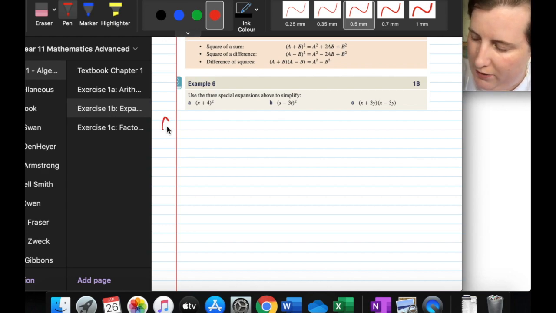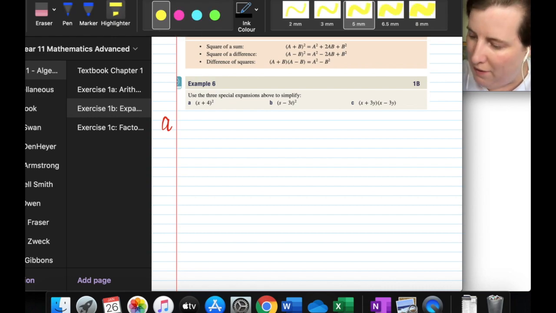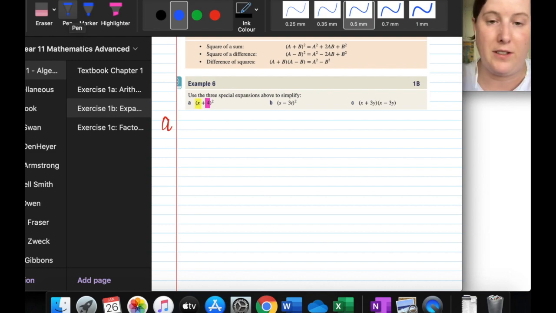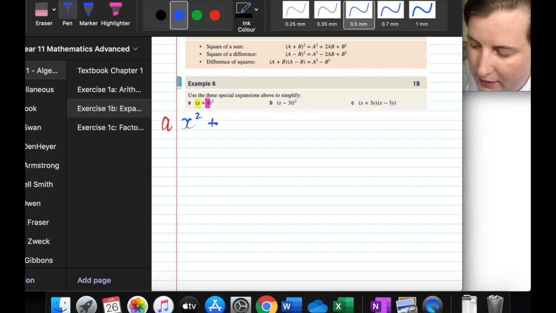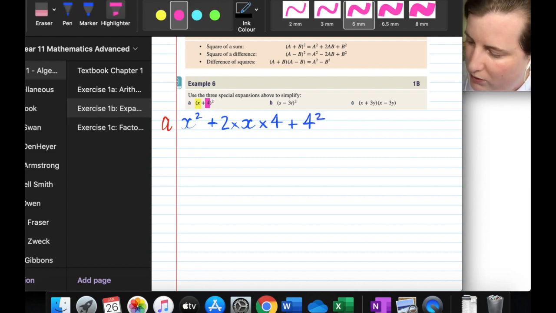So if we have a look at question A, we've got x plus 4 all squared. Well, my first term is this x and my second term is this 4. So don't forget, if it's something plus something all squared, it's the first term squared plus 2 times the first term times the second term plus the second term squared. That 2 is always there.